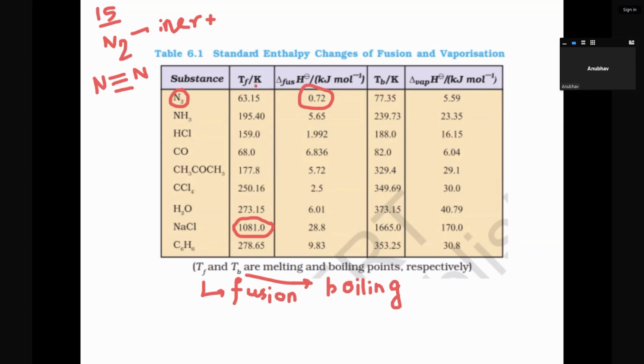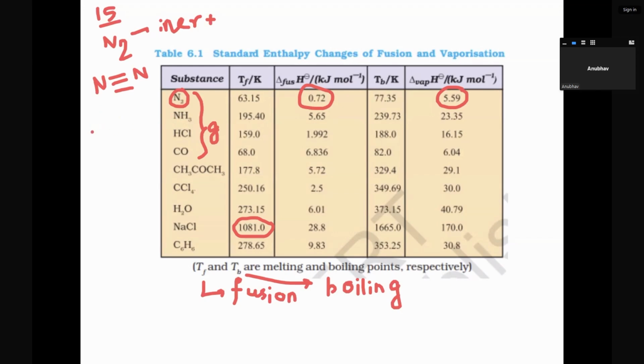The same thing is also reflected in the delta H vaporization. You see, among all the molecules over here, in case of dinitrogen, the delta H vaporization value is the lowest one, that is 5.59 kilojoule per mole. If you look at the other substances, from nitrogen to CO, all these are gases. Nitrogen is a gas, ammonia is also a gas, which has a delta H vaporization of 23.35. Now a question may arise: why in case of ammonia and HCl, though they are gases, is their delta H vaporization value quite larger than these two gases?